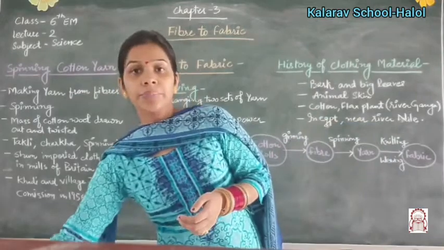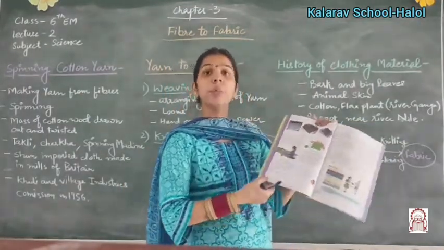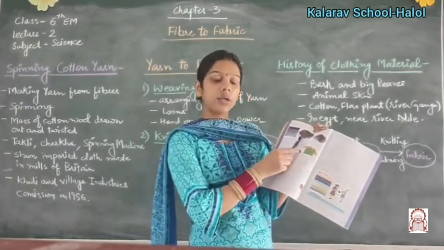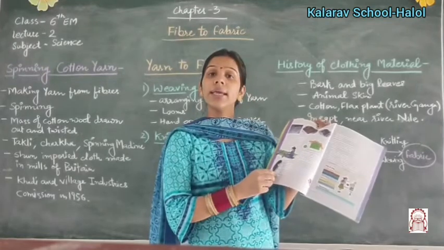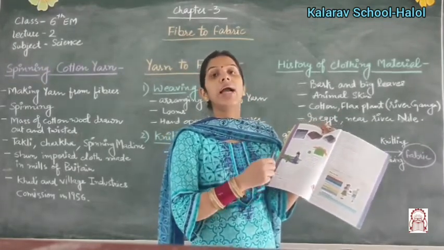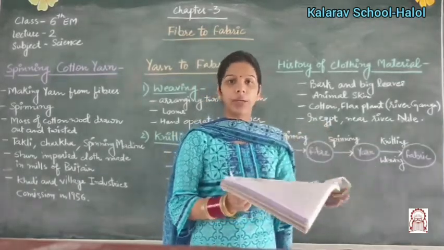You can see the joining of two yarns in your book, on page number 22. You can see here that two yarns are joined together. Here a lady is joining two yarns with the help of a loom, that is called a hand loom. This is also done by machines, or power operated machines.